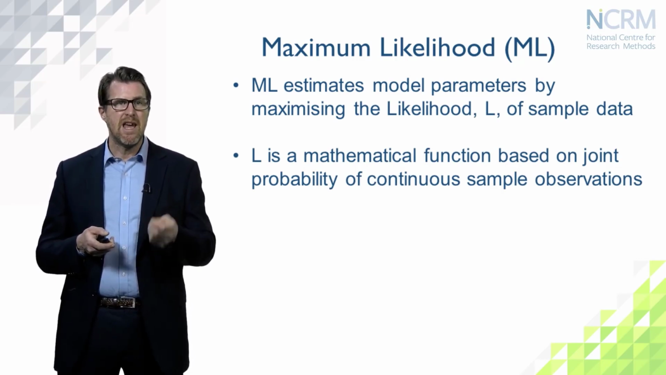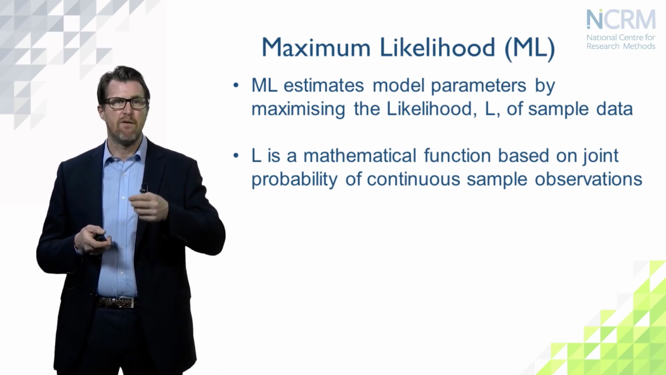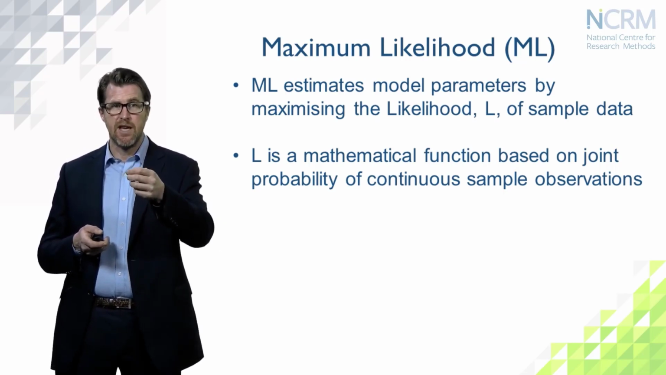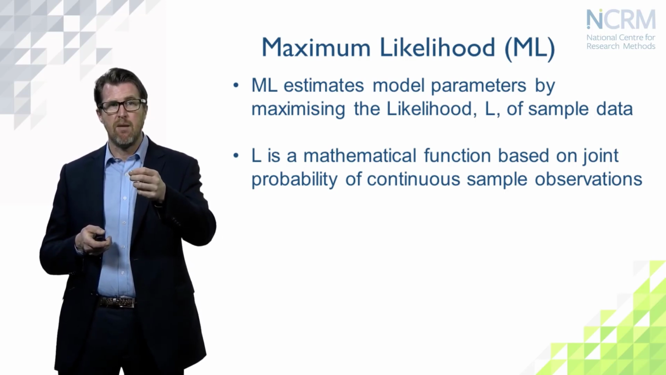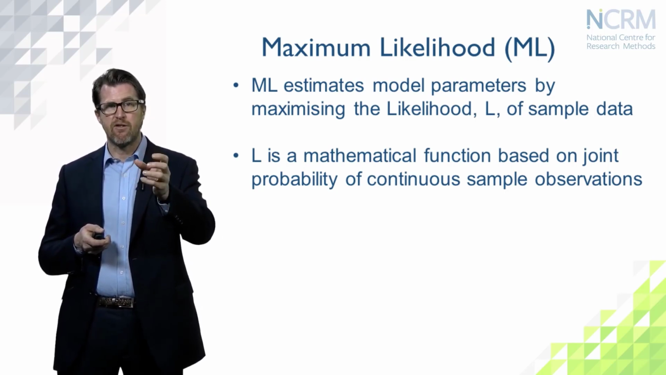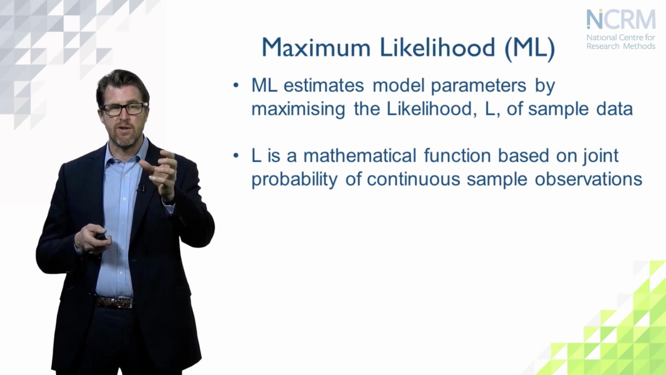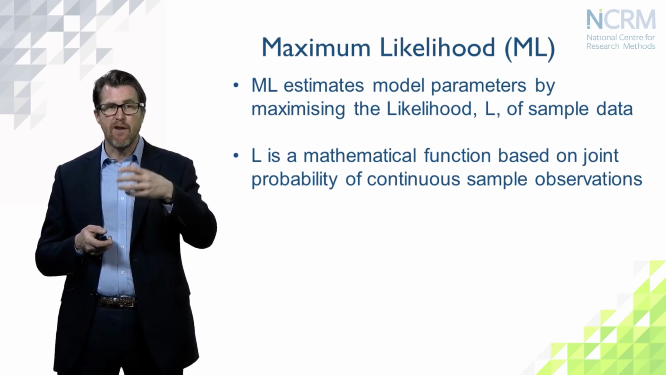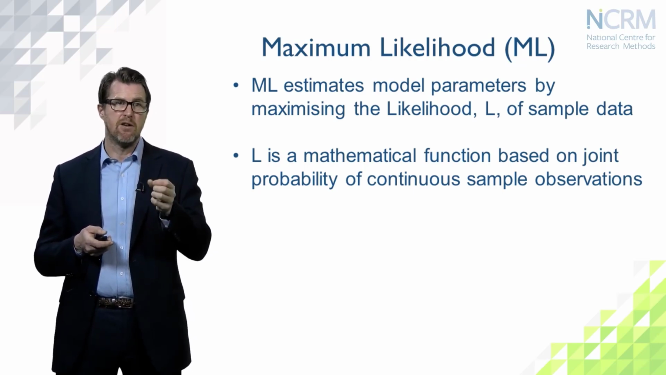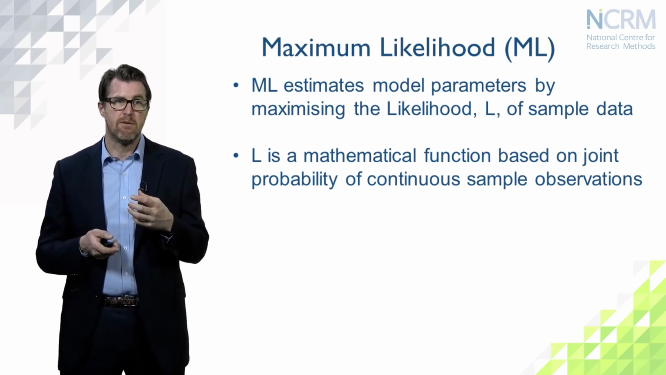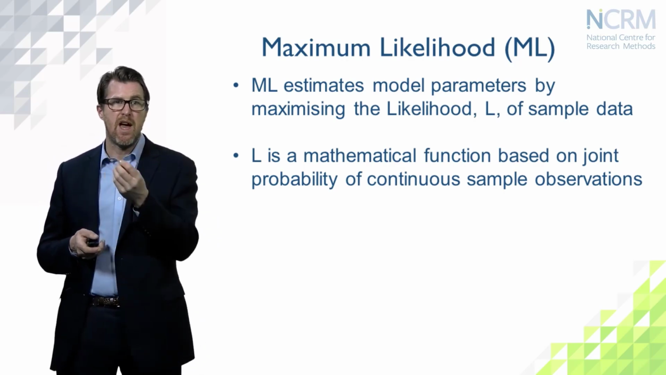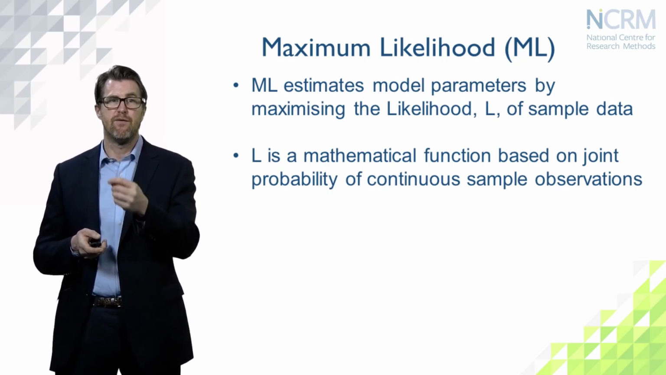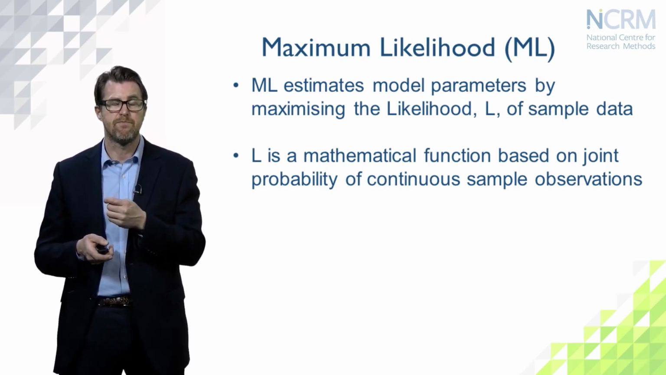So, in essence, maximum likelihood finds what the maximum value of L is for a particular sample of data, and it does that by iterating through using different values for the unknown parameters until it finds the maximum likelihood. Once that maximum has been found, then we have produced the maximum likelihood estimates for the unknown parameters.